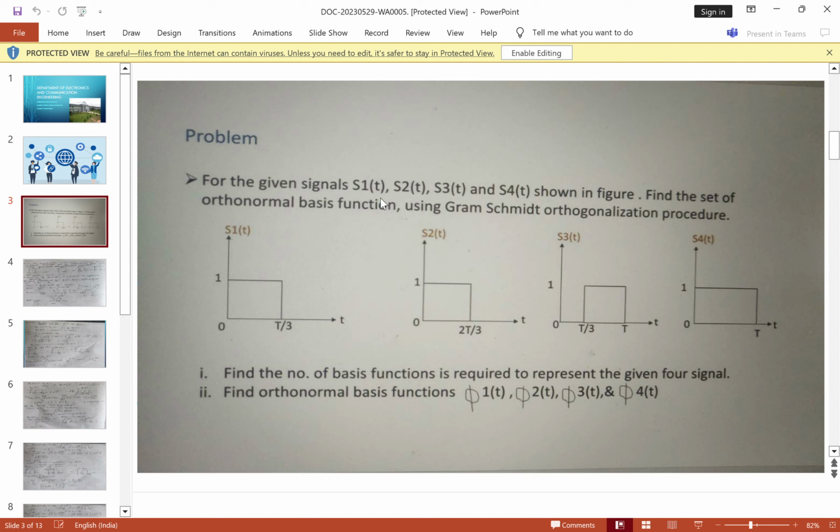s1(t) is equal to 1, so 1 times root of 3/T is root of 3/T. So we get root of 3/T as psi1(t). Psi1(t) is equal to root of 3/T for 0 less than or equal to t less than or equal to T/3, and 0 otherwise. This is the signal psi1(t). The first signal is this, with root of 3/T and T/3 marked.